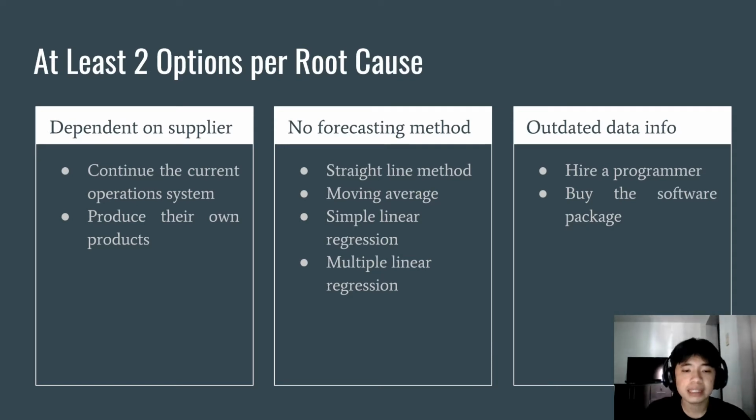Second is that they do not use any forecasting technique. If a company does not use any forecasting, it will be difficult for them to set a quantifiable and sensible goal that is based on past and current data. Now here are the four commonly used forecasting techniques that Little Cup might try: the straight line method, the moving average, simple linear regression, and multiple linear regression.